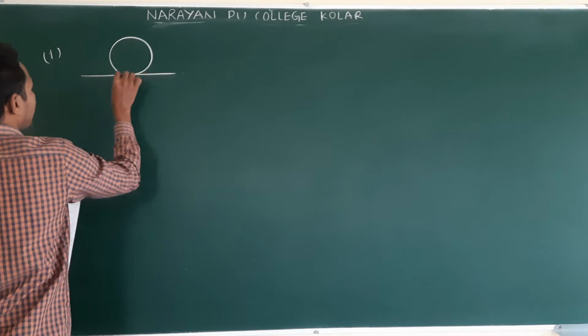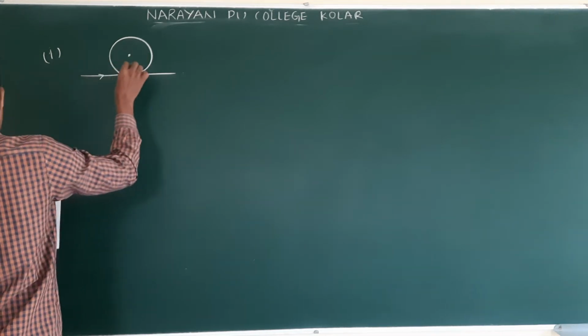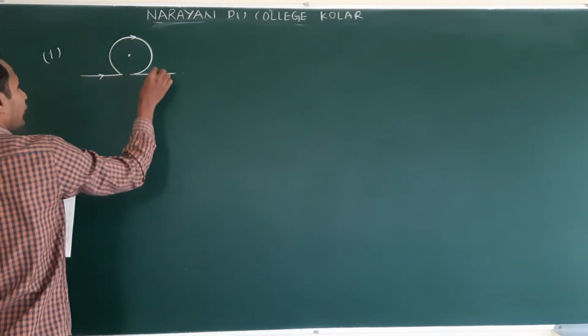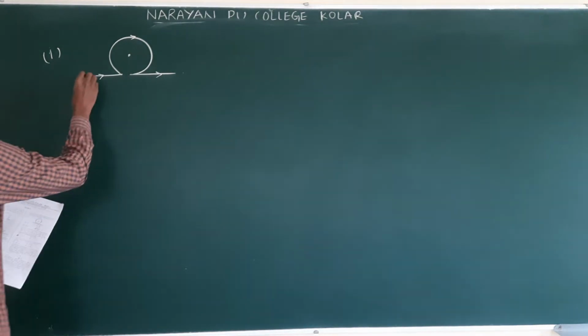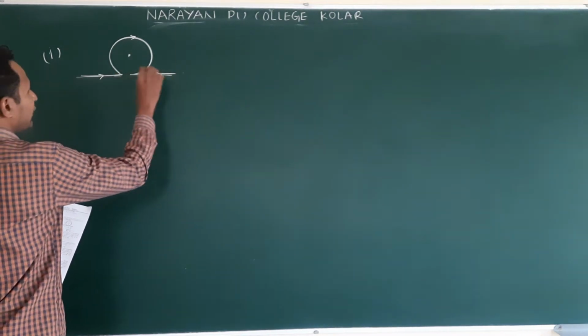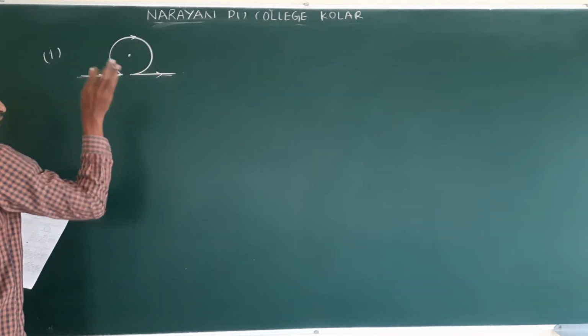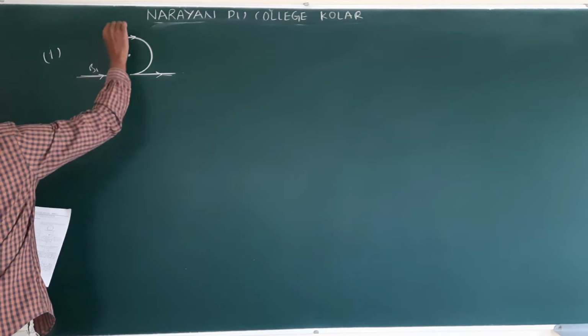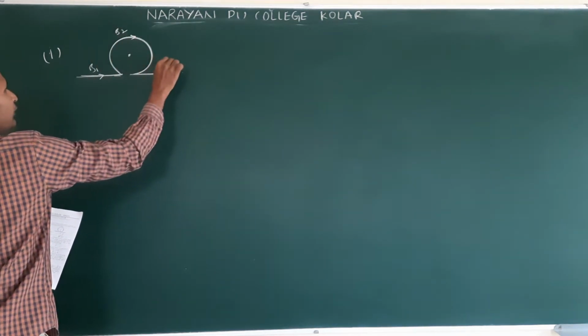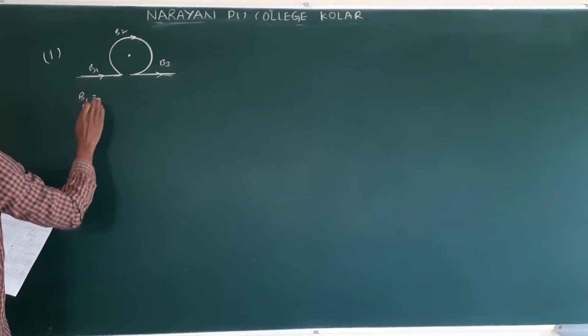It's like this. Current moving like this. Okay? So this is a straight conductor. This is also a straight conductor. This is a circular coil. So in total how many fields are possible? How many segments are possible? This is B1, the circle is B2, and B3. Now B1.